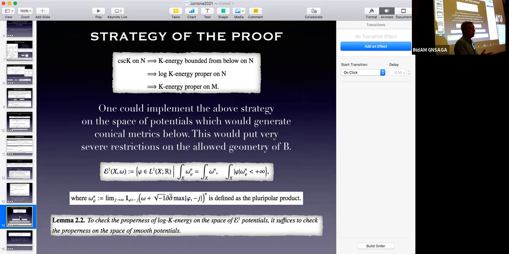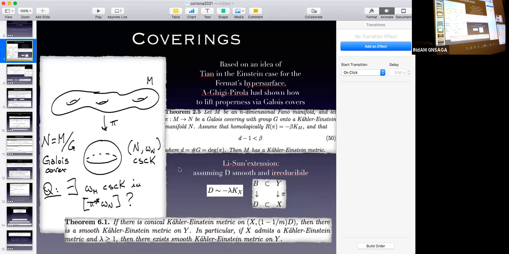Let me spend the last few minutes on the strategy of the proof, because as I said before, one strategy, which is clearly at the bottom of this, is to produce a conical constant scalar curvature or Einstein metric with the right cone angle on the base. And then you just pull back. If you manage to do that, by pulling back, you win.